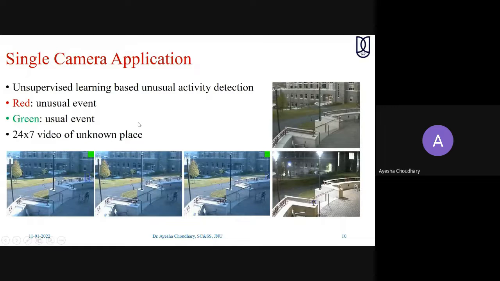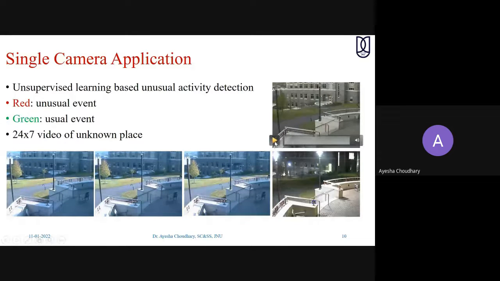Here we use only unsupervised learning. This was an experiment that we carried out using video from somewhere in the world. We have no idea where this place is, but just by analyzing the view of the camera, we were able to find out that it is very normal for people to walk across this road, which seems normal, as there is a road and people will in any case walk on it.